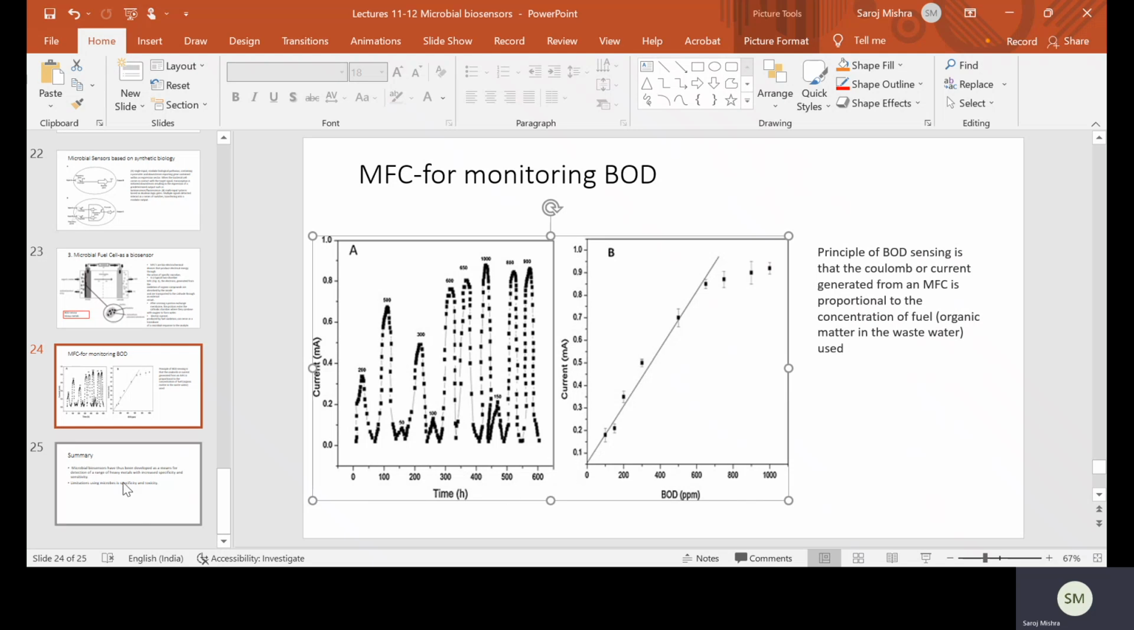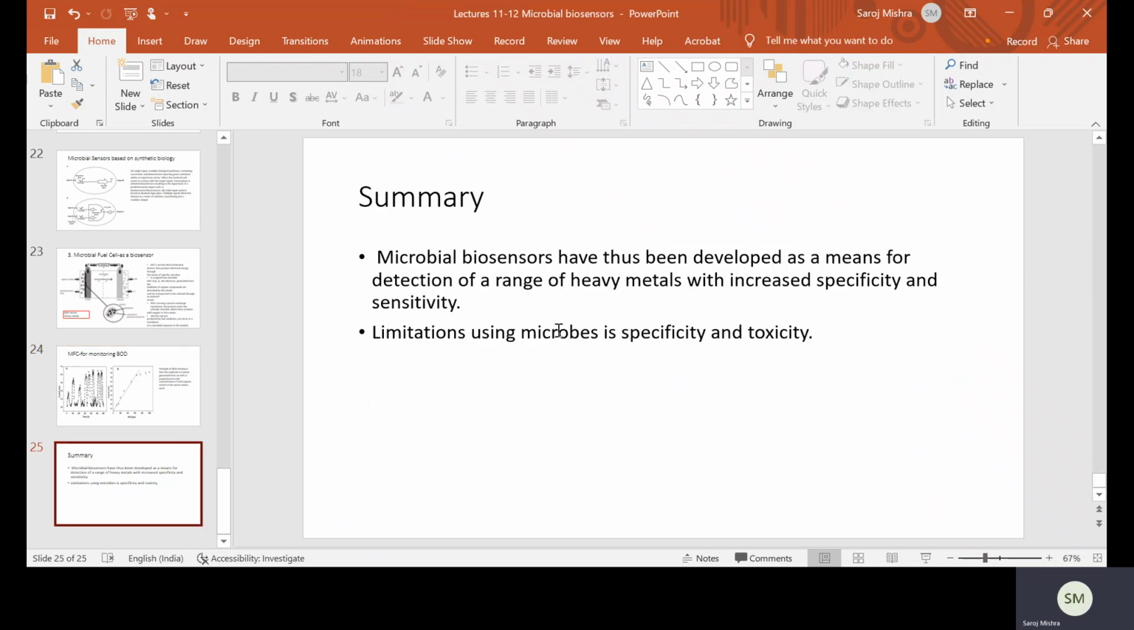Now in summary, microbial biosensors: remember the three types of biosensors which we talked about, the electrochemical, the optical sensors, and finally the microbial fuel cell. They have been developed as a means for detection of a range of heavy metals, or BOD, or some other compound with increased specificity and sensitivity. The only thing is that there is a limitation in using microbes, and that is, first of all, they become highly specific. Like one particular microbe, once you make a recombinant construct, becomes specific for detection of only mercury or arsenic or something. So they're not as versatile under these conditions.